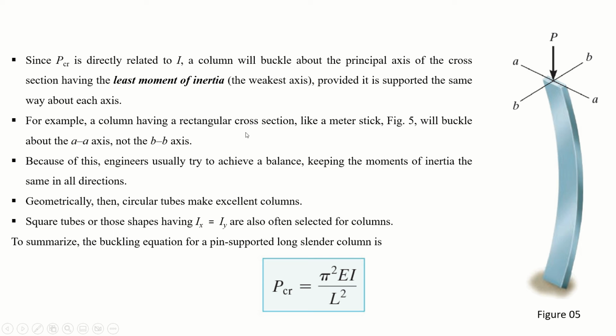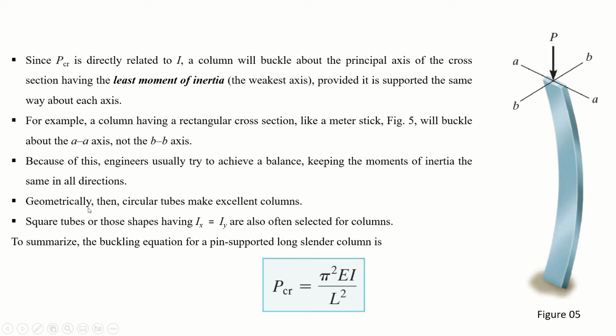A column having a rectangular cross section like a meter stick, this Figure 5, will buckle about the AA axis, not the BB axis. It will always buckle about this AA axis, right? Because of this, engineers usually try to achieve a balance, keeping the moments of inertia the same in all directions. That's why engineers usually prefer square or rectangular columns where the difference is not that much between the two orthogonal directions or dimensions.